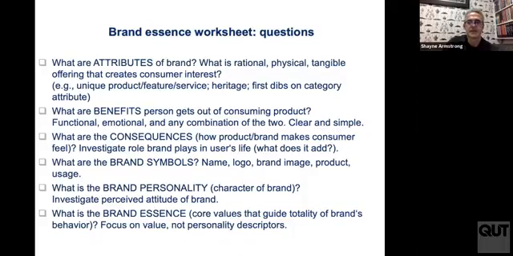A unique product, feature, or service. What are the benefits we get from consuming or using the product? What are the consequences? How does it make us feel? What place and role does it play in the user's life? What are our brand symbols, the brand personality, and the brand essence?